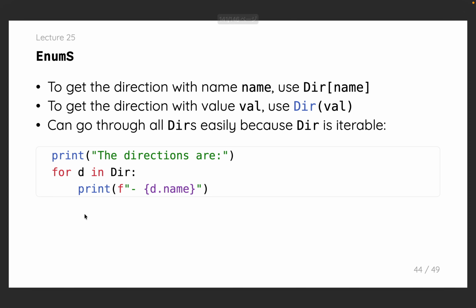Alright, if you want to iterate over all possible directions, you can do that normally. This will iterate over the entries of the enum Dir, and you can access their name and value as usual.